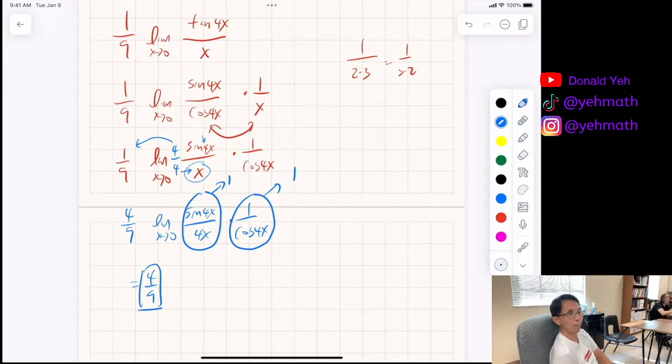So then where's the hole? The hole occurs at 0. What happened to the cosine? Cosine of 4x, because if you plug in x is 0, it'll be cosine of 0. What is cosine of 0?